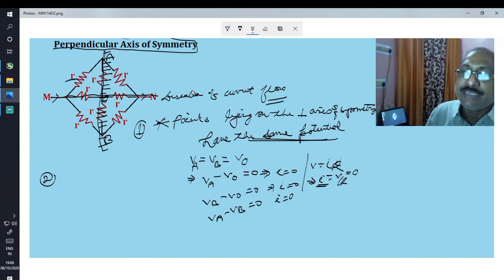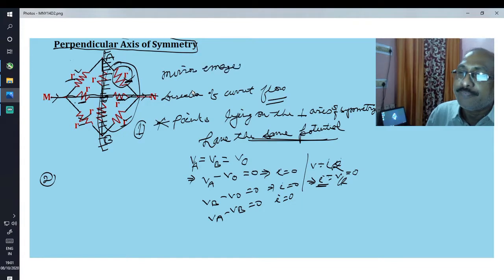This is our resistance, this is also resistance R, this is R resistance, this is also resistance R, this is R, and this is also R. We are observing that this is playing as an image of this one, this part is also an image of this one, this part is also an image of this one, meaning the right hand side is just the mirror image of the left hand side.